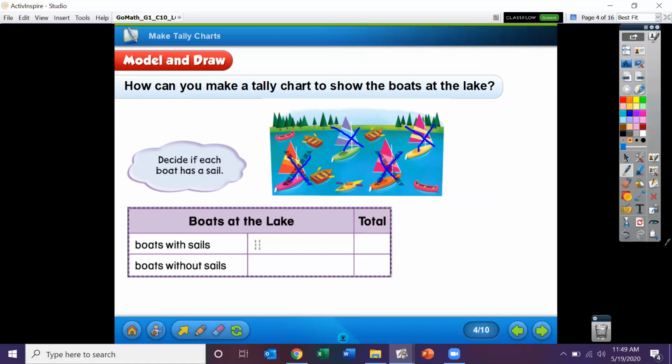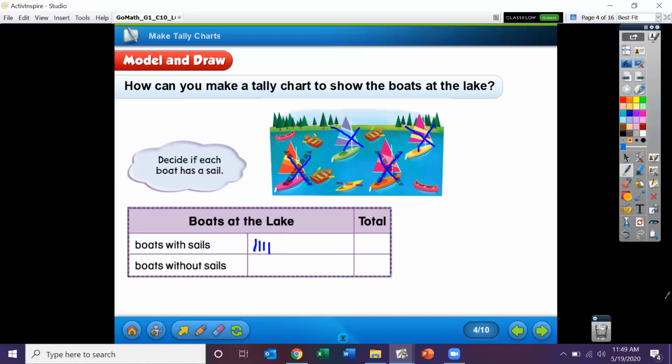Okay, so this is a little different from the other problem. We're going to go ahead and we're going to complete both columns. We're going to write our tally marks, and then we're going to write the total number of each. So we have boats with sails and boats without sails, okay? So it looks like the boats with sails, we put X's on them. 1, 2, 3, 4. So they started us off with 2, but we need to make it a total of 4.